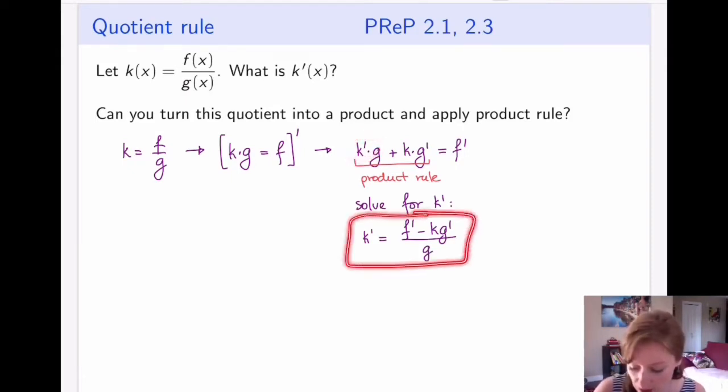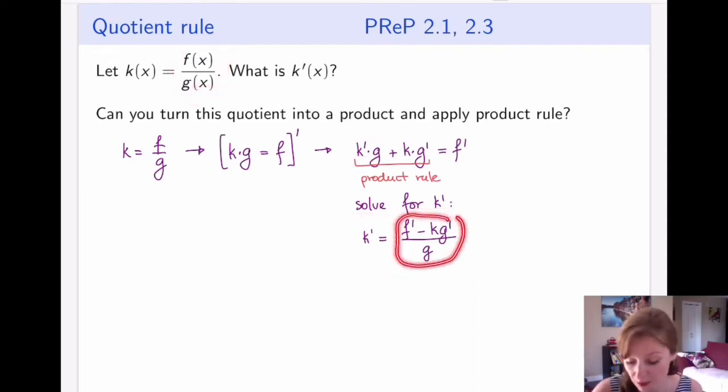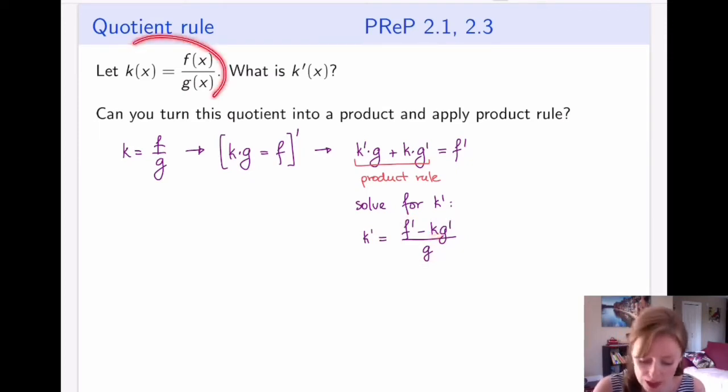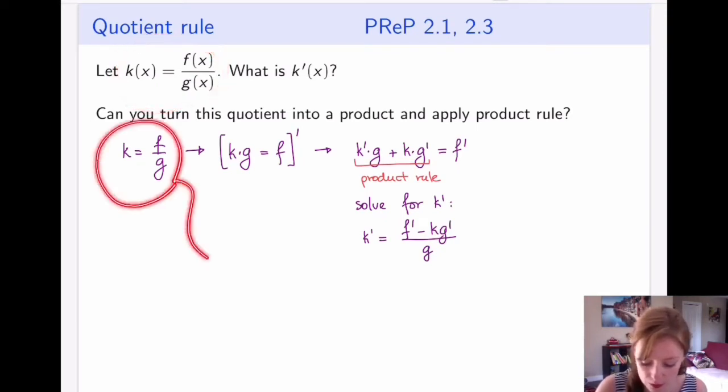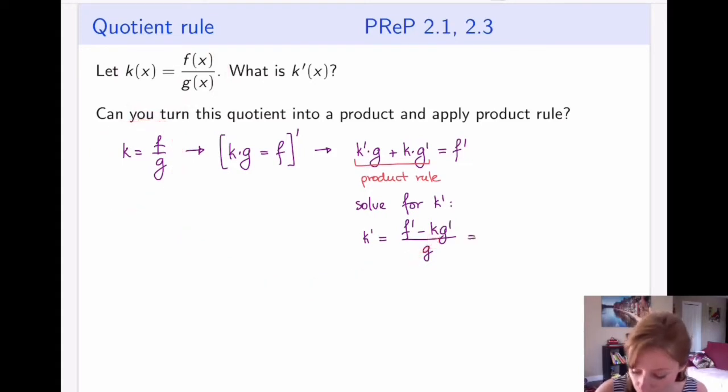Now, this is what I have so far. My function is in terms of f and g, so I would really like my right-hand side here to only have f, g, and their derivatives. So I have a small problem here that k is still inside there. Now, the good thing about k is that I know k is just f over g. So I'm going to plug that in for k here. So I have f prime minus k, which is really just f over g times g prime, all over g, okay? So notice that this guy here is just k, okay?